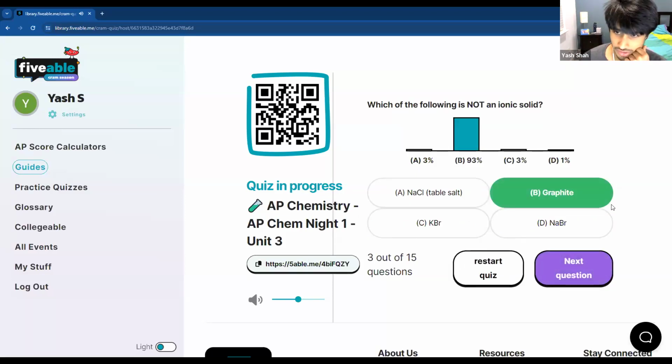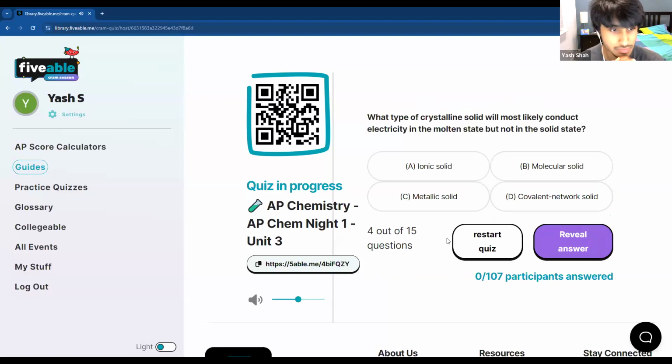Seems like you guys did mostly good on this too. Graphite is a network covalent solid, just like the previous question was referring to. And the rest, A, C, and D, are all ionic compounds. Wait, they've all been B. That's a coincidence.